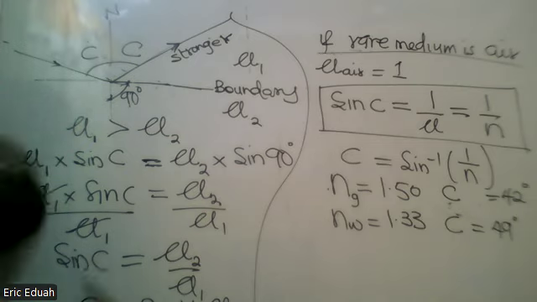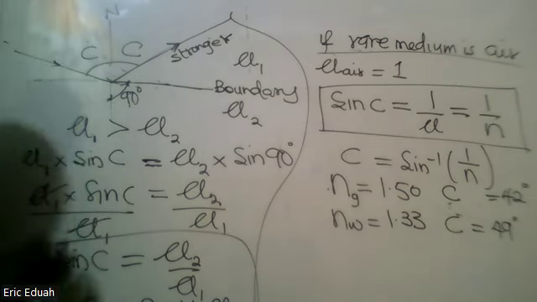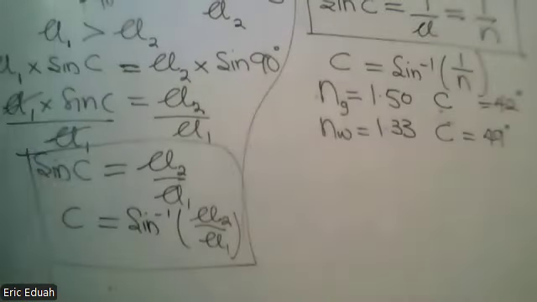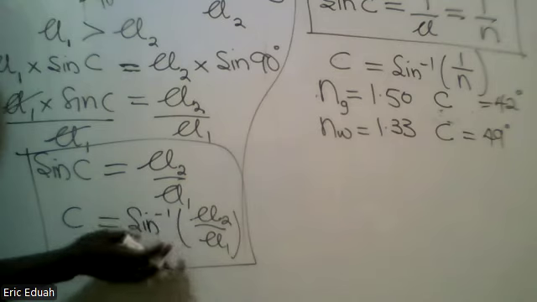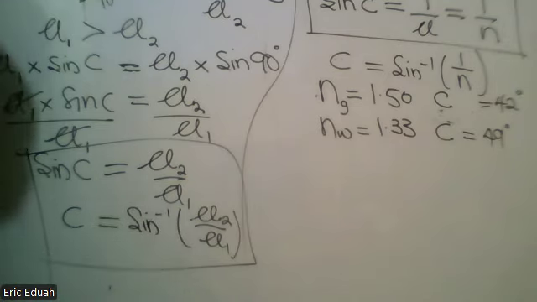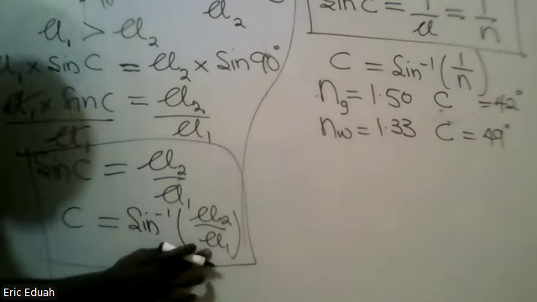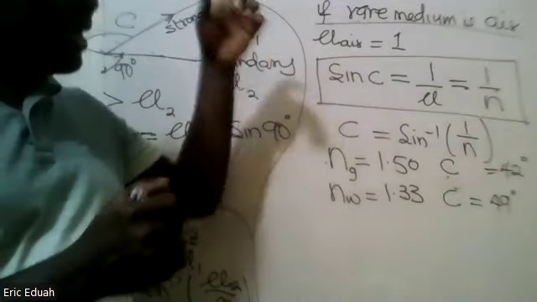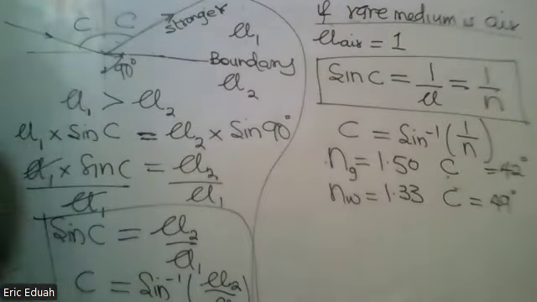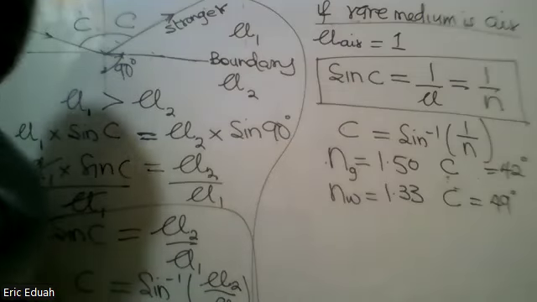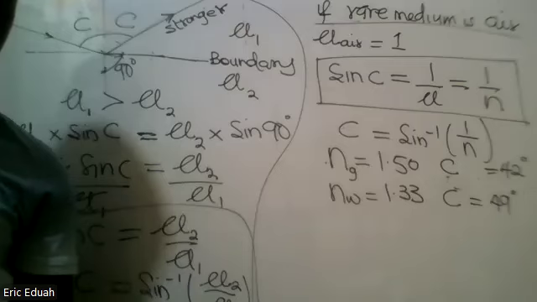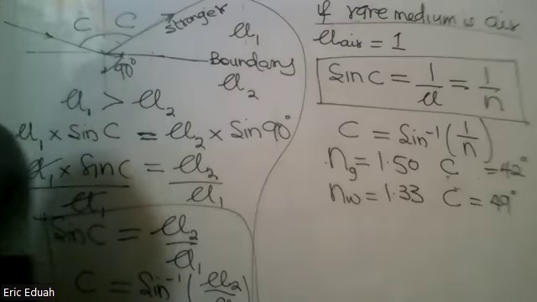So these are the relations that will help you determine the critical angle. But this one goes to when the rare medium or the less dense medium is not air. And this one is for when the less dense medium is air. So please take note of the two and apply them accordingly. Any question?